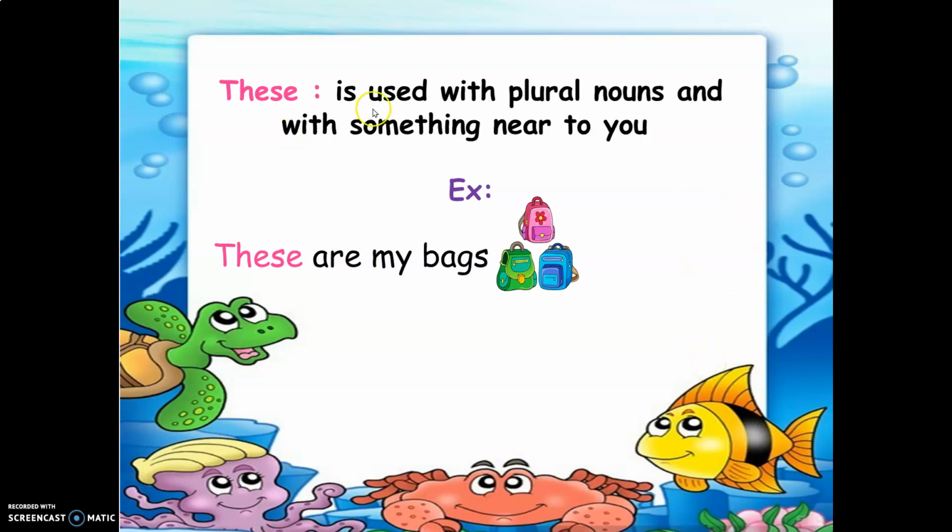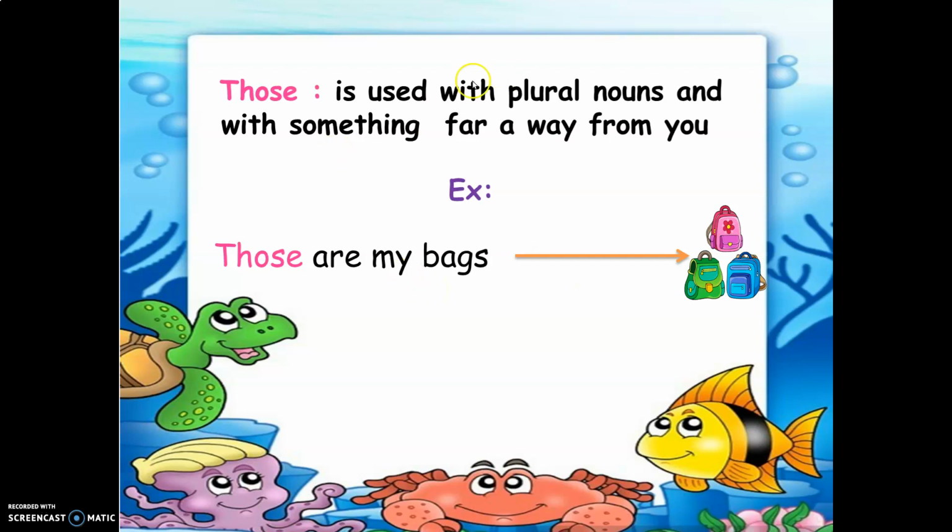Let's see these. This is used with plural nouns and with something near to you. Let's see here. How many bags can I see? I have 3 bags, so plural nouns. So these bags, near to me or far away? Near to me, so I should use these. These are my bags. Okay, girls?